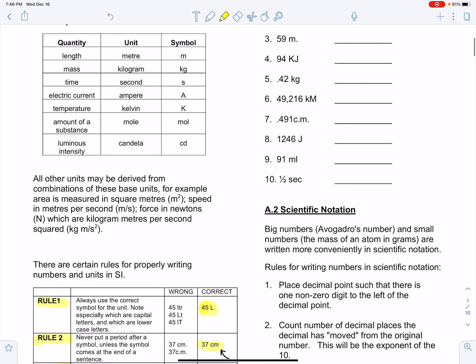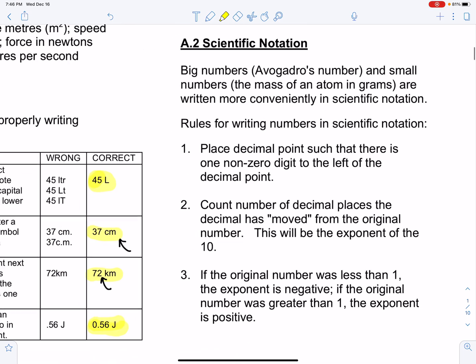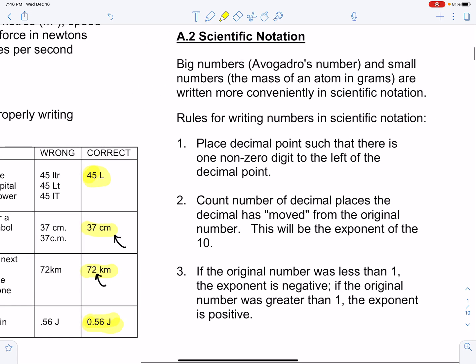Let's move on to scientific notation. Really big numbers and really small numbers are written more conveniently in scientific notation. Rules for writing numbers in scientific notation are as follows. Number 1, place the decimal point such that there is one non-zero digit to the left of the decimal point.